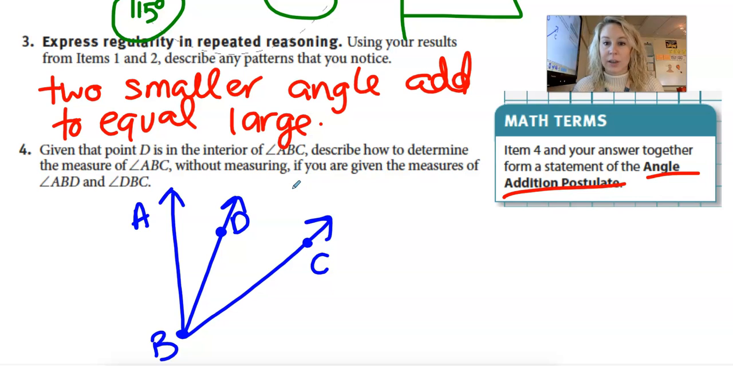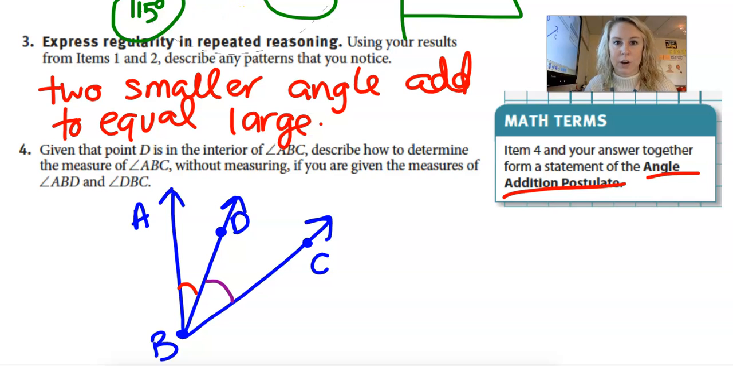Describe the measure of ABC without measuring if you are given the measures of ABD. So if I was given the measure of this, and then DBC, which is the other part. It's basically asking, how would you figure out what the total was if you knew both parts? Okay, and so you would add them together.